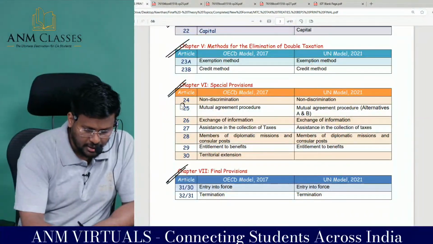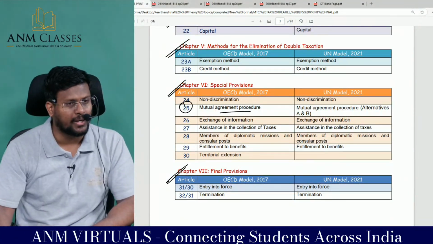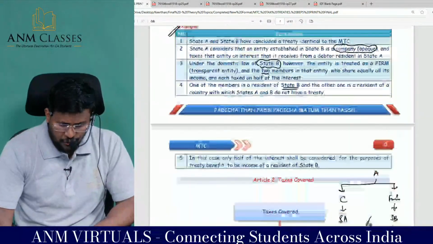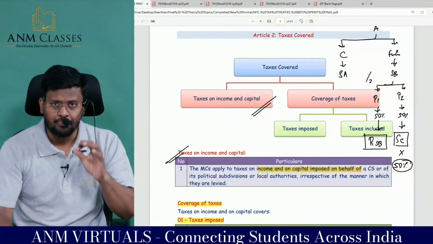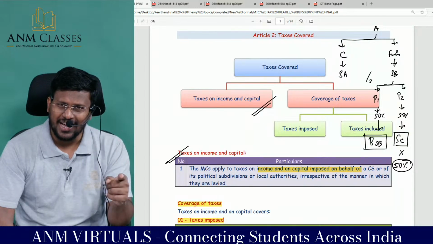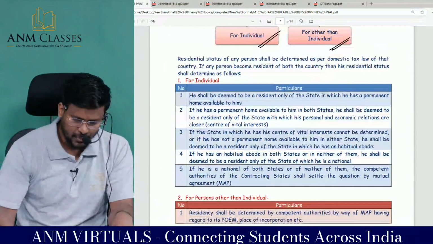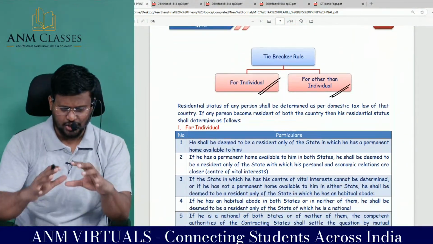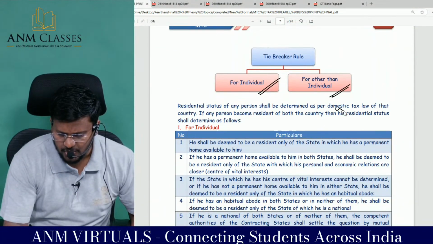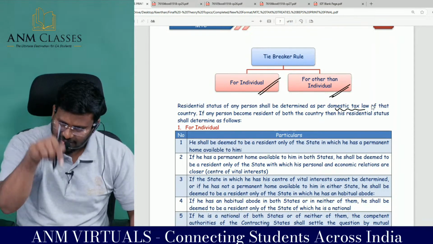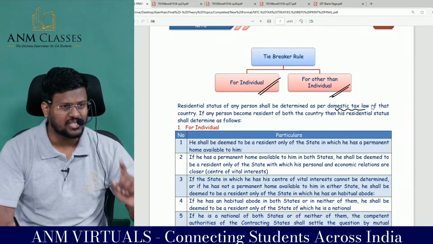Article number 25 is talking about the MAP, mutual agreement procedure. If you are a resident of both the contracting states and the assessee is an individual, follow a five-step approach. Residential status of any person shall be determined as per the domestic tax law of that country. That's the first step you are supposed to do.